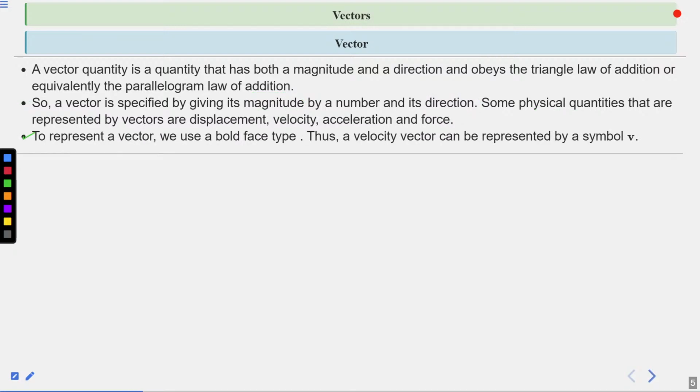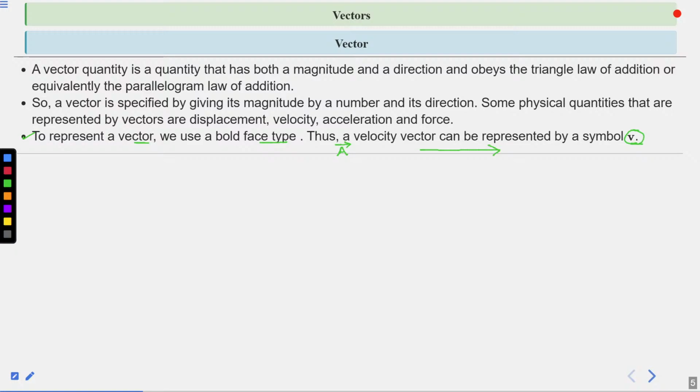To represent a vector, we use boldface. Thus, a velocity vector can be represented by the symbol v. So this symbol is bold. So this is the representation of a vector. Another representation of a vector: suppose we have a vector a, so put an arrow on the vector a. So this is the representation.